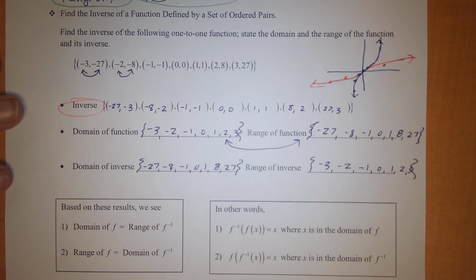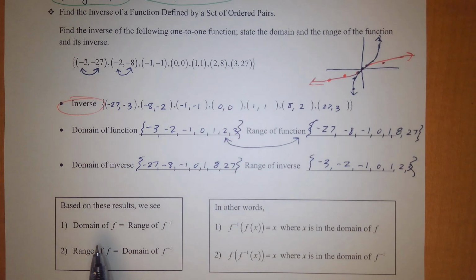So based on these results, you're going to find that the domain of f becomes the range of the inverse, and the range of the function becomes the domain of the inverse. In other words, if you took the inverse of the original function, you get back x. If you look at it from the inside out, this says you have an x in the domain. When you apply the function to it, it takes it over to y. But then when you take the inverse of that, it brings you back to x.